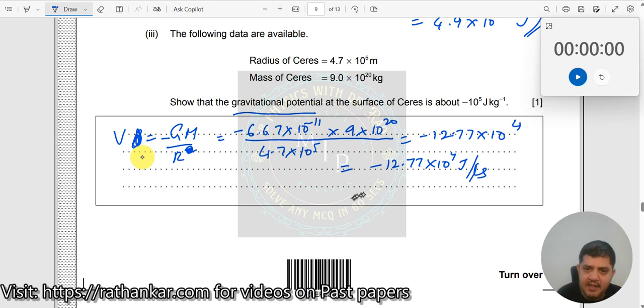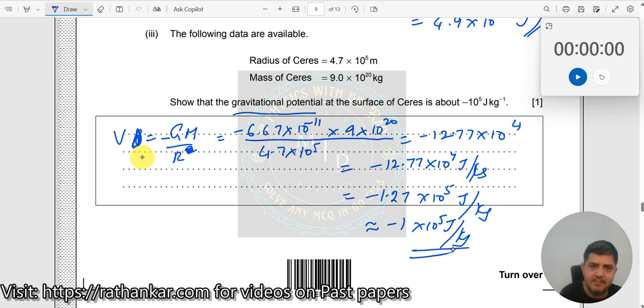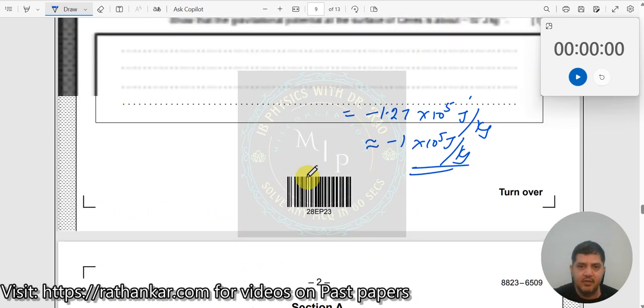Now what do we need here? I need it to be of the order of this one, so I can write this as minus 1.27 into 10 to the power of plus 5 joules per kg. Minus 1.27 is nearly equal to minus 1 into 10 to the power of 5 joules per kg. Thus, we are able to solve this question also. Okay, anything else? Okay, that's it.